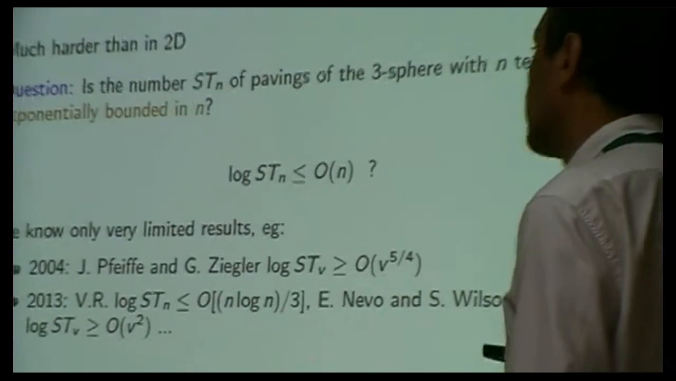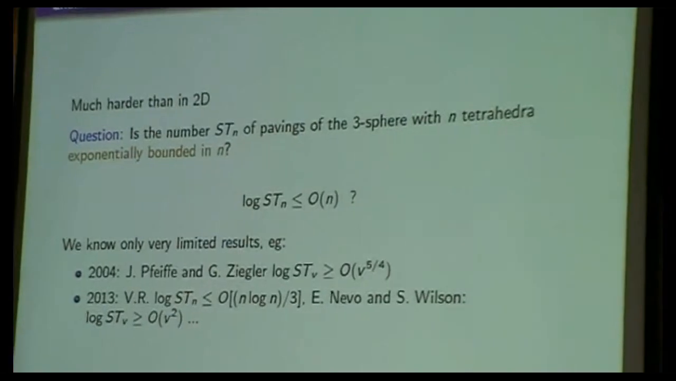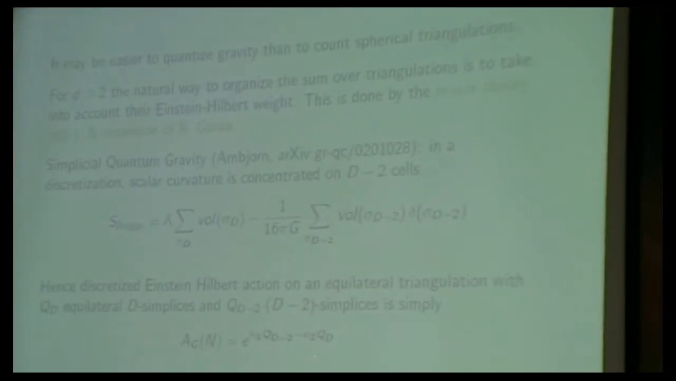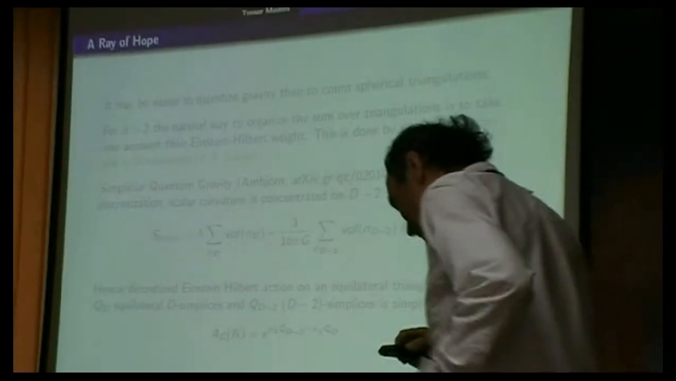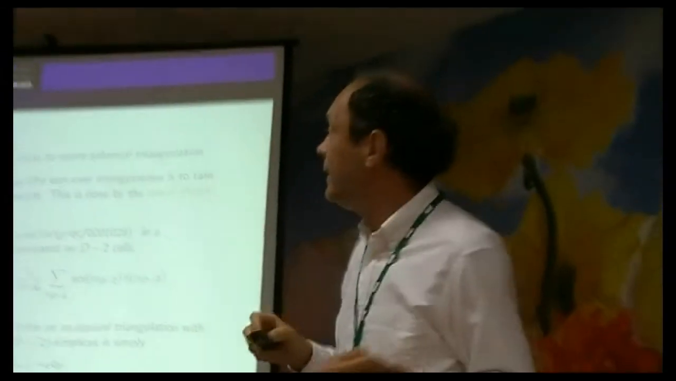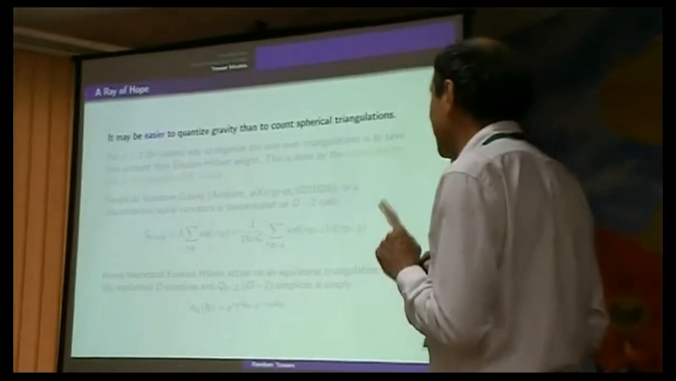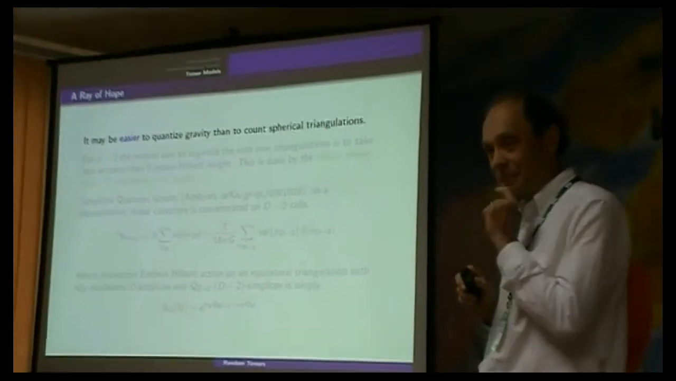We don't know. It's still an open question and very difficult. So maybe this is just because this is the wrong approach. In fact, with random tensor theory, we came up with a very ambitious idea: that maybe it could be easier to quantize gravity than to count spherical triangulations.